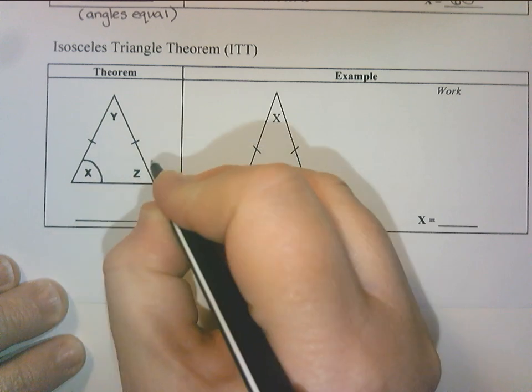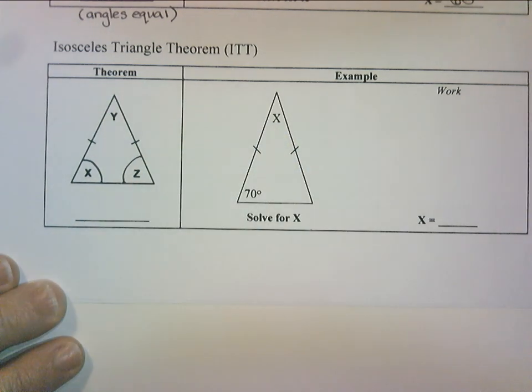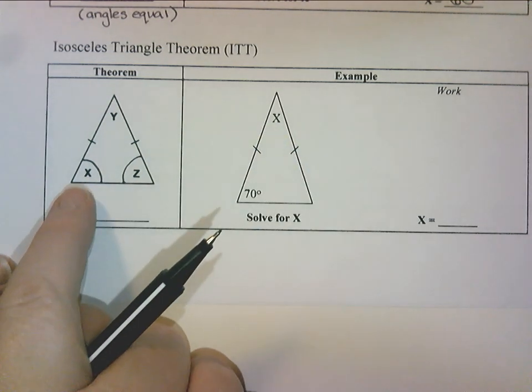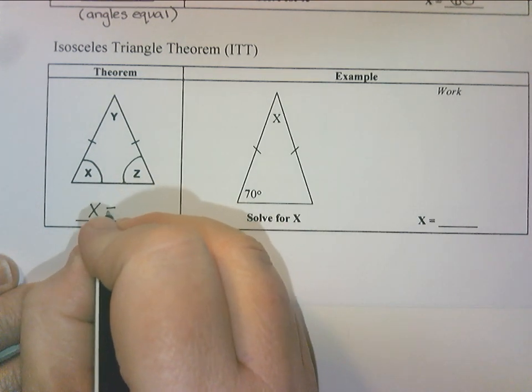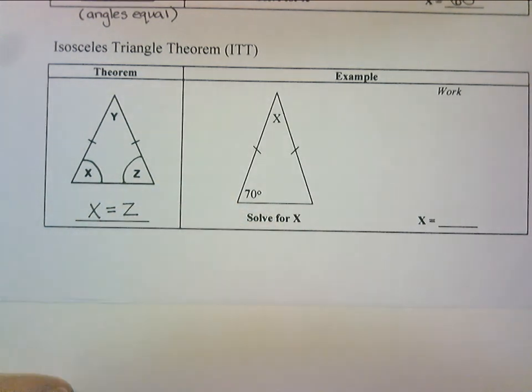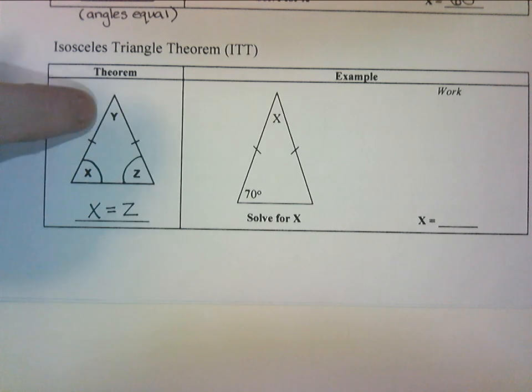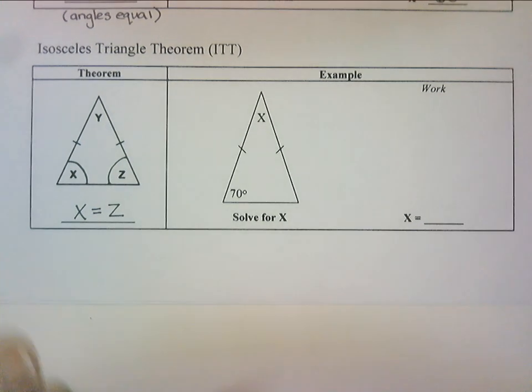So in this particular triangle, the two angles that are going to be equal are these two here at the bottom, so X and Z. X and Z are the same, Y is going to be different. So we're going to take a look at an example.